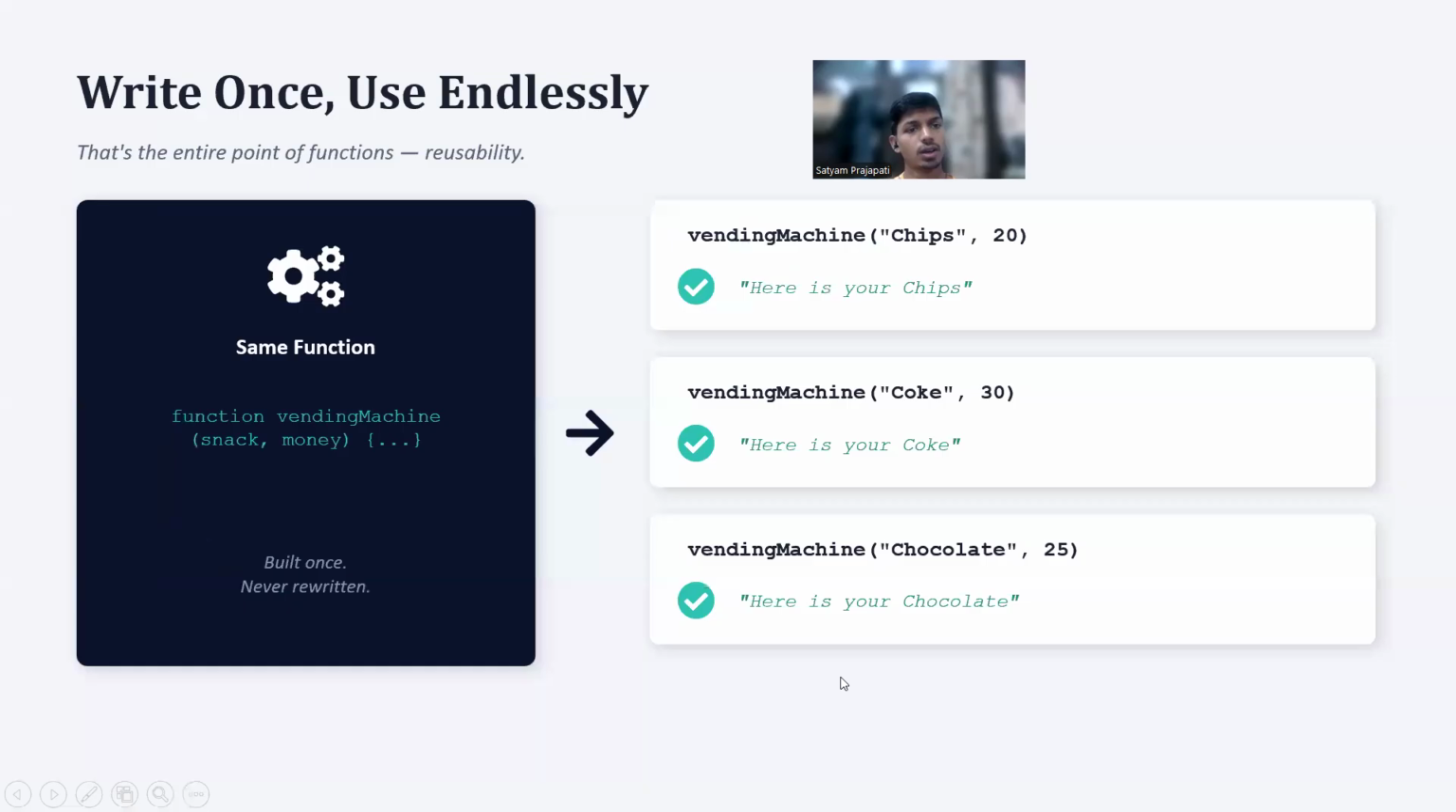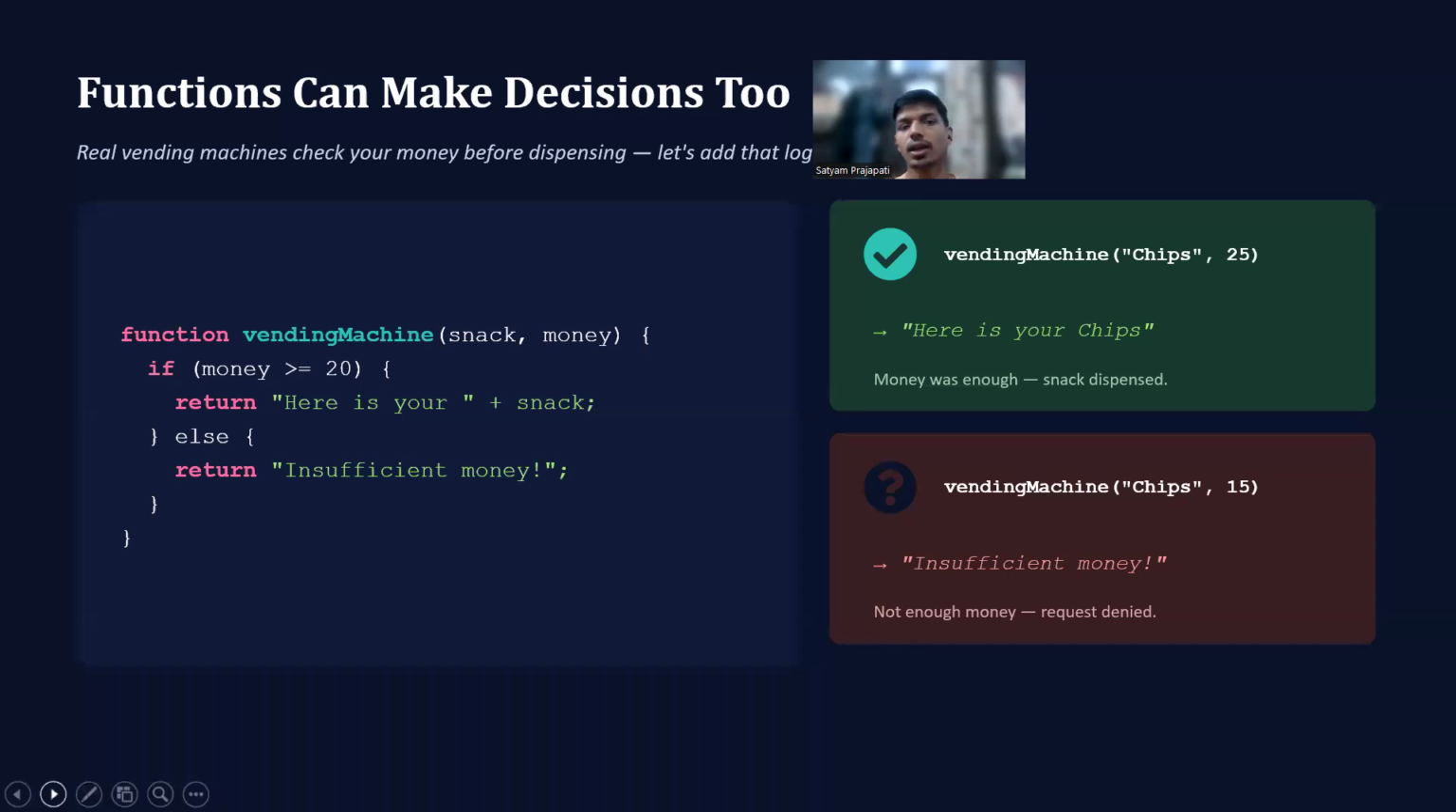So the overall meaning of the function is write once, use endlessly. For chips, Coke, and chocolate, you just write a vending machine function, and you can choose anything you want. You are not rebuilding the same recipe again and again for every kind of work. It has already been written internally, and you just reuse it again and again.